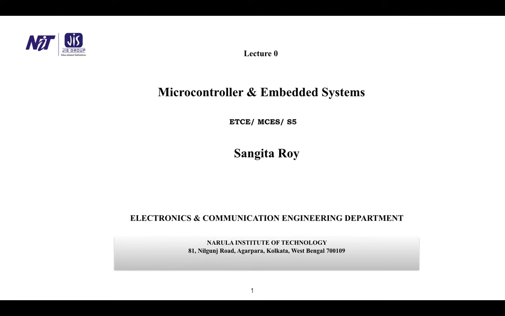It is lecture 0 that will give you the idea about the subject and how it is mapped with COs and POs, and about the objectives, outcomes, the syllabus, and everything we are discussing in this lecture. Microcontroller and Embedded Systems, ETCE MCES S5, Sangita Roy, Electronics and Communication Engineering Department, Narula Institute of Technology.